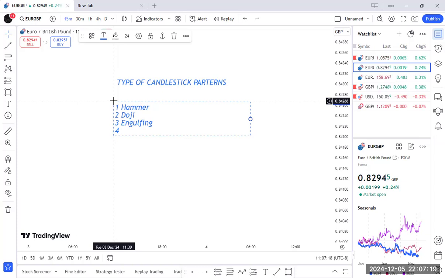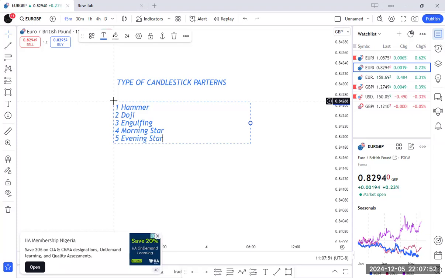Number four, I'm going to be showing you this in the chart as well. First of all, I will write it down for you guys to take notes, then I will take you and show you one after the other in the chart. This is number four: we have the morning star. Number five, we have the evening star. Then number six, we have the mariposa.